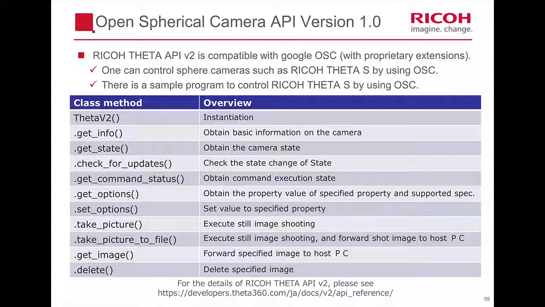The last thing I would like to explain is the API related to shooting. RICOH THETA S is compatible to Google's Open Spherical Camera, OSC, API version 1.0. The OSC API controls spherical cameras, including the RICOH THETA S. This table shows the class methods used to control RICOH THETA S from Python programs using the OSC. This library is packaged with the sample program, so I encourage you to try it out. Let's go on to the next slide.